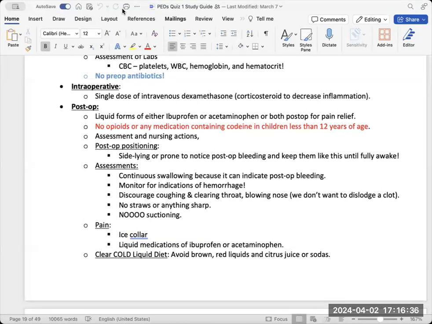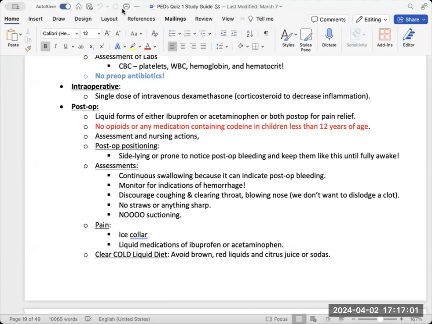Things like that. Another question that I see come up a lot, especially on ATI, but on her exam, she's going to ask you, what would be an indicator post-operatively that this child is bleeding? If they're continuously swallowing post-operatively, that can indicate bleeding, and we need to assess that immediately. We want to monitor for indications of hemorrhage, like I said, continuous swallowing being one of them.